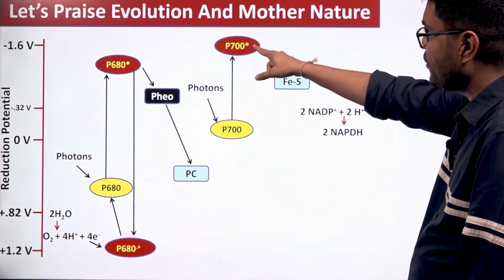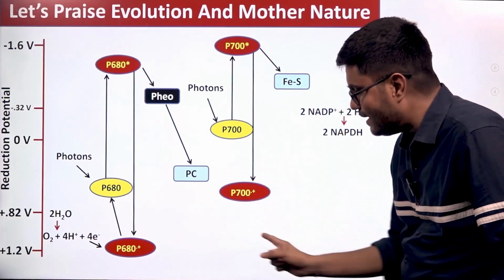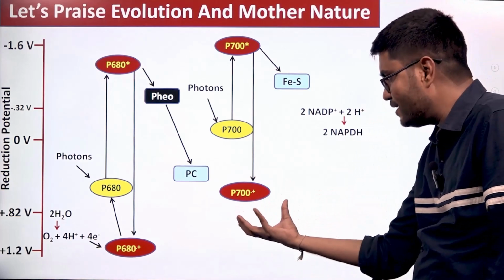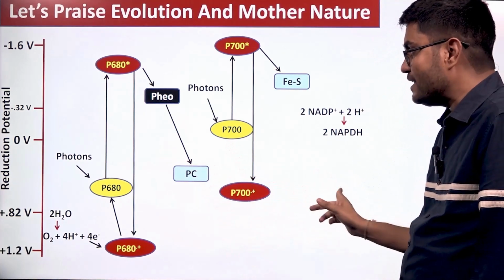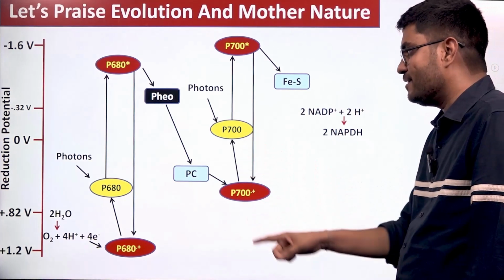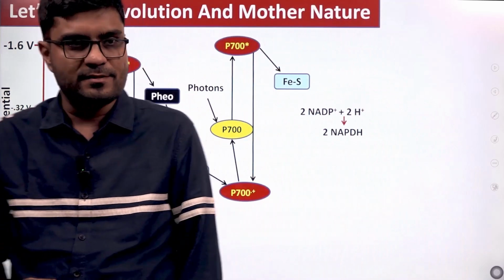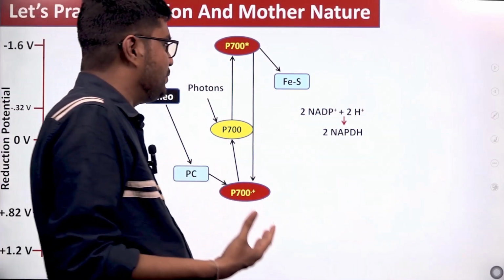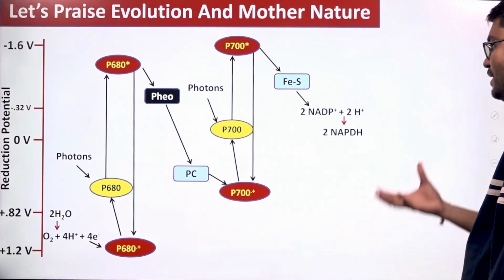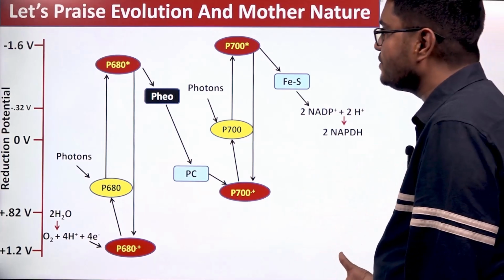But after losing the electron, P700 will convert into a radical ion, P700 dot positive charge. It has a higher reduction potential than plastocyanin, so it can snatch the electron from plastocyanin, convert back into P700, and be ready for the next cycle. Everything is happening 2 times. And from this iron sulfur complex, the electron will be given to NADP plus. NADP plus will convert into NADPH.